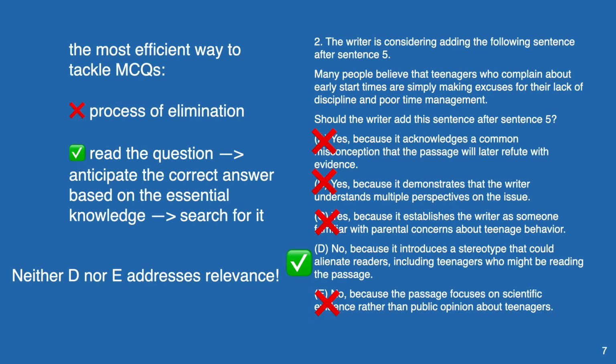As I explained in the first episode of this MCQ series, the most efficient approach isn't process of elimination. It's reading the question, anticipating what the correct answer should say based on the essential knowledge, and then searching for it. If you want to watch the first episode, click the link on the top right corner.